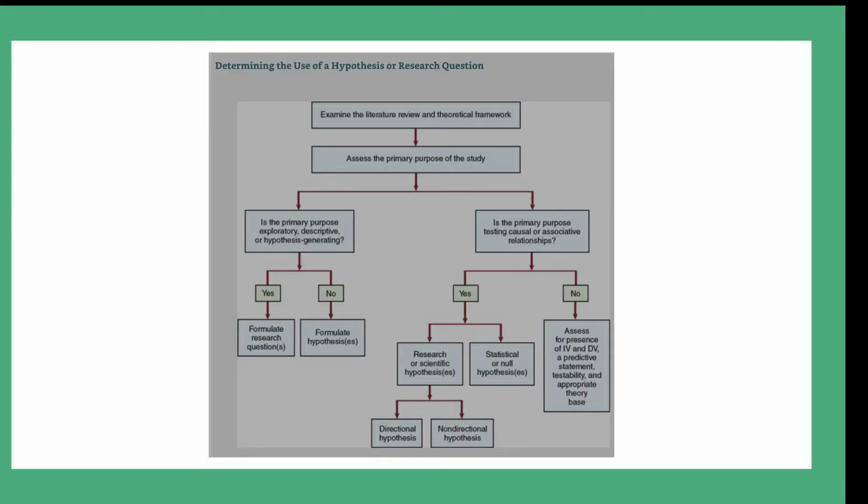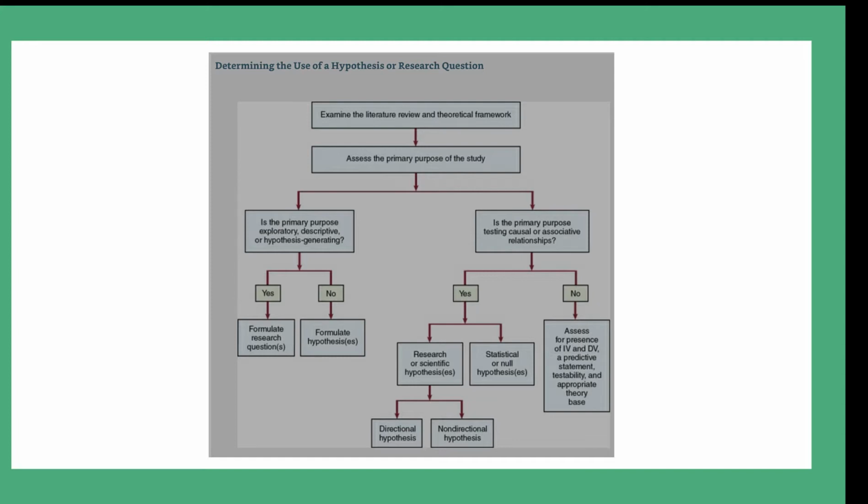Your textbook also has this diagram, which I think should be helpful to you in this process of understanding and determining the use of hypothesis or research questions. And if you look at this flowchart and you apply it to your area of study, I think it will help you very early on in this process. So obviously you examine the literature review and the theoretical framework, and you're not to that point. But when you get there, your next step will be to assess the primary purpose of the study. And that is where it branches.